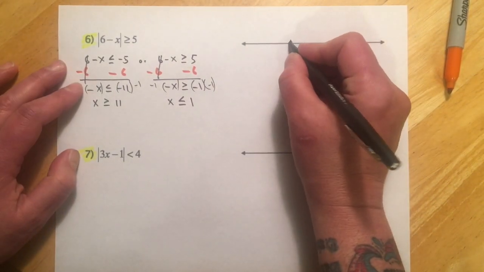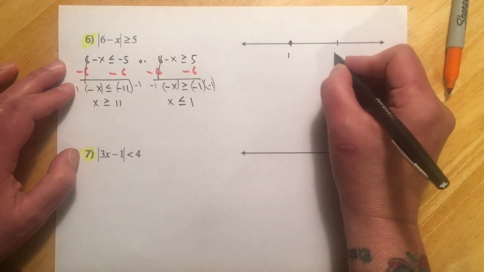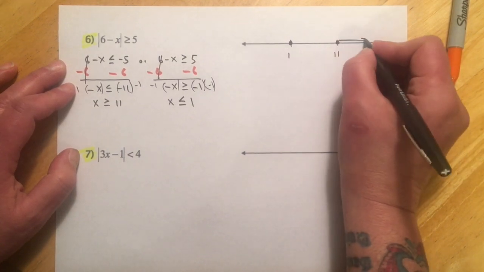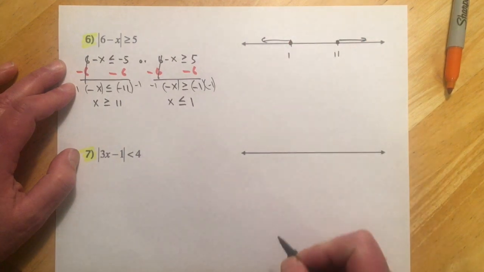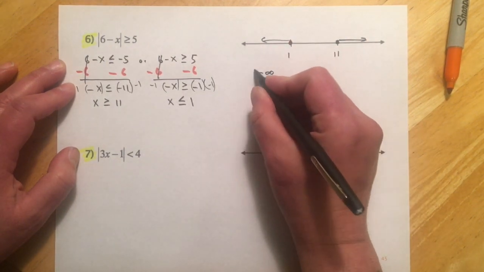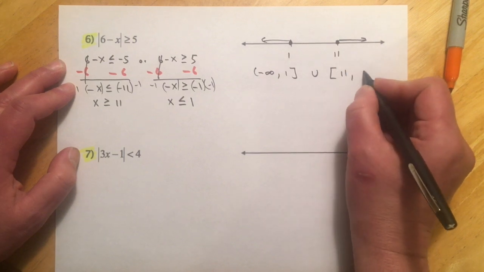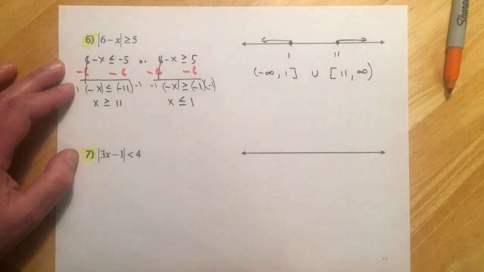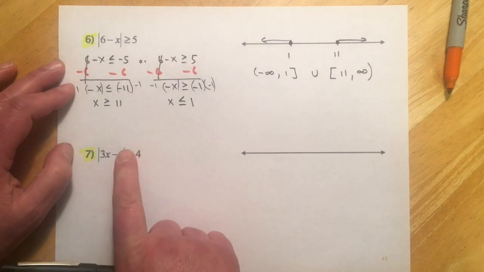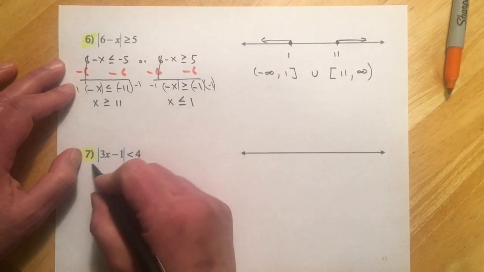So here's 1, make that one 11, and it should look something like that. And then we're going from negative infinity up to 1, and then from 11 out to infinity. We got a less than this time, so we're going to do the in between.